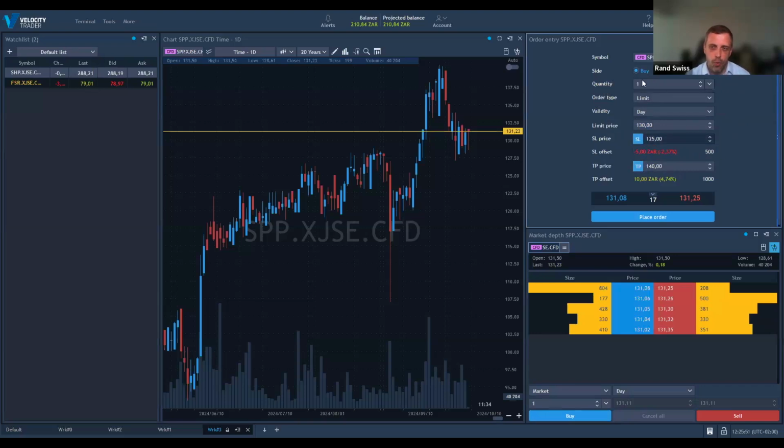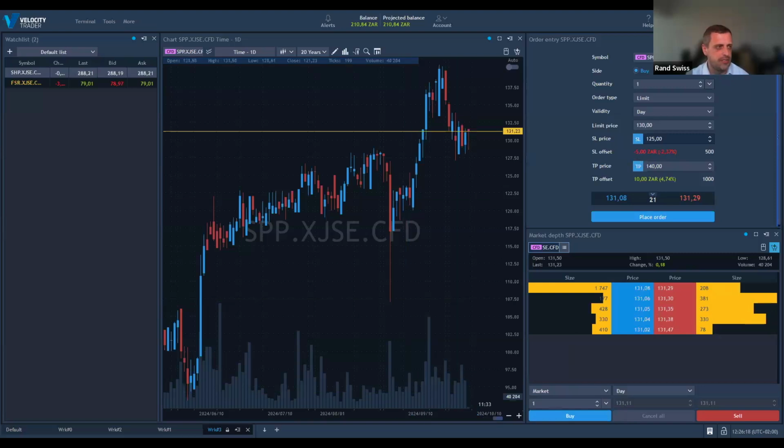So for every one CFD I buy, my possible risk is R5. If it goes to stop loss, I can lose R5. If it goes to take profit, I can make R10. But at the moment, we're just going to look at the stop loss. This is now where you have to decide how much you are willing to risk on this trade, knowing very well that if you place this trade and it goes to stop loss, you're going to lose R5 for every CFD that you trade.